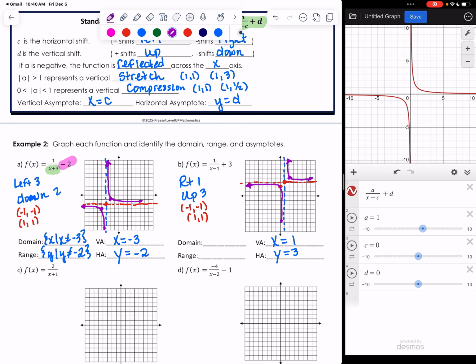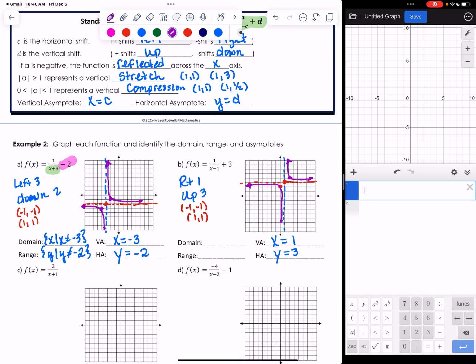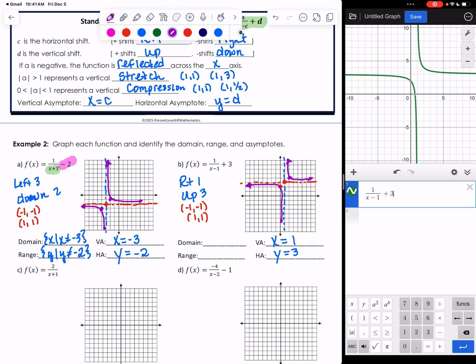Okay. Now, I want you to notice that when I graph this on my calculator, 1 over x minus 1 plus 3, the asymptotes are not drawn in. That's because they're imaginary lines that the graph approaches. They're only an aid to help you create the graph. They're not part of the final graph of the function. Okay, they're just there to help you sketch the function.